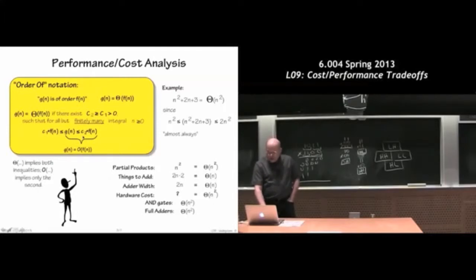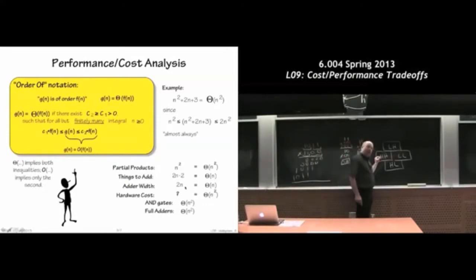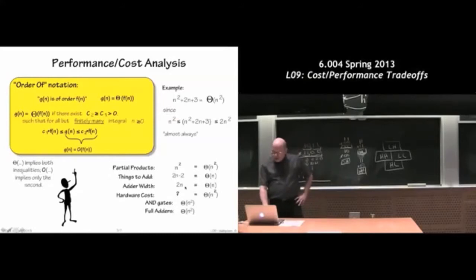Okay, so we can count up the number of things. We have n squared partial products. The widest adder width, if you looked across here, is 2 times n. And so forth and so on. And so the total hardware cost is the sum of all this, and we can come up with a complicated formula here if we want.